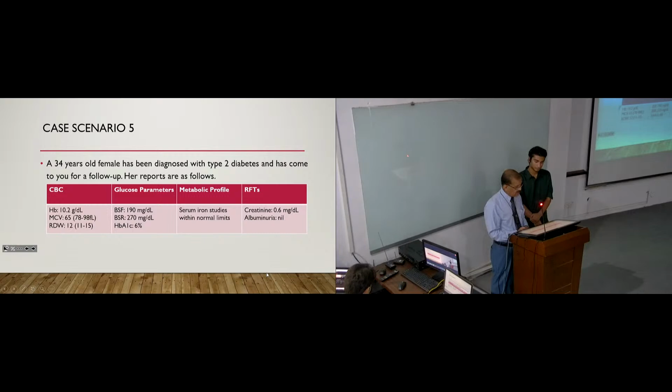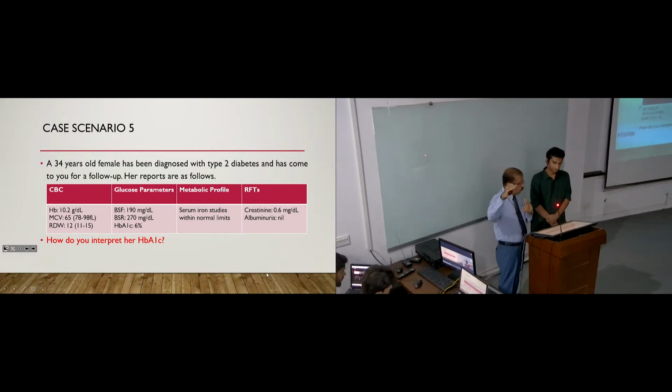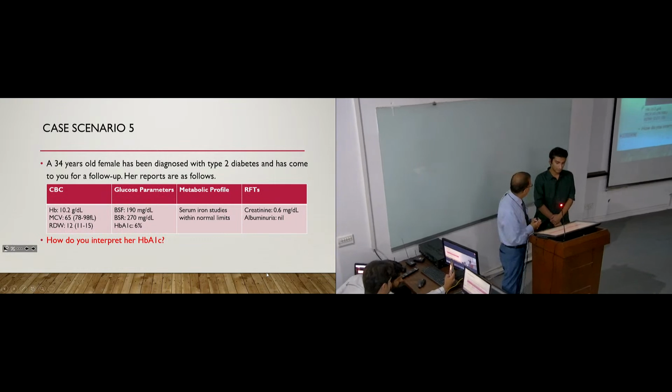Okay, so this patient has hypochromic microcytic anemia, but iron deficiency has been ruled out, and kidney disease has been ruled out. A1C is 6%, fasting blood sugar 190, random blood sugar 270. How do you interpret her HbA1c? With such high glucose values and a reasonably good A1c, how do you explain this disparity?